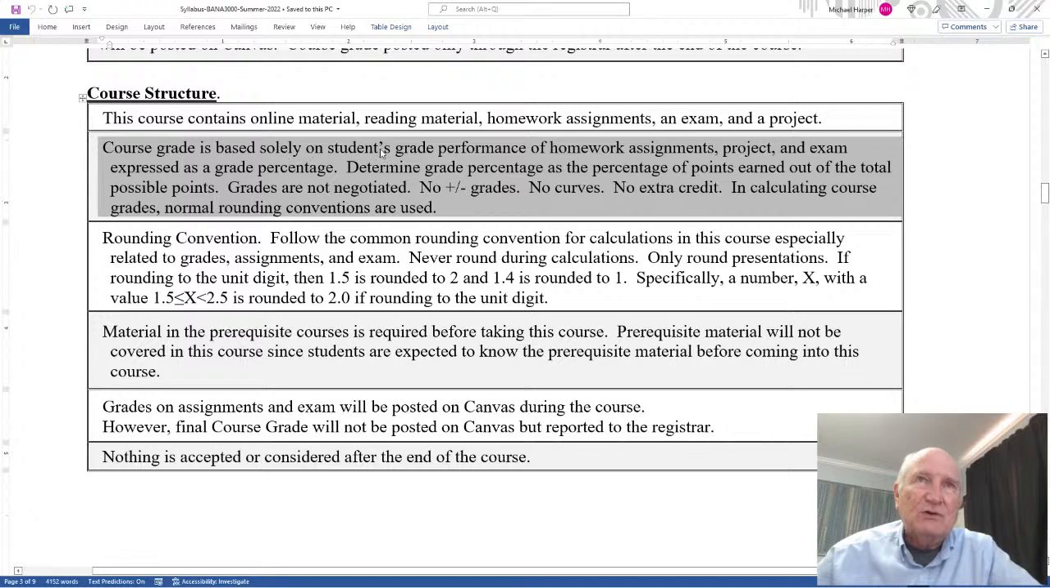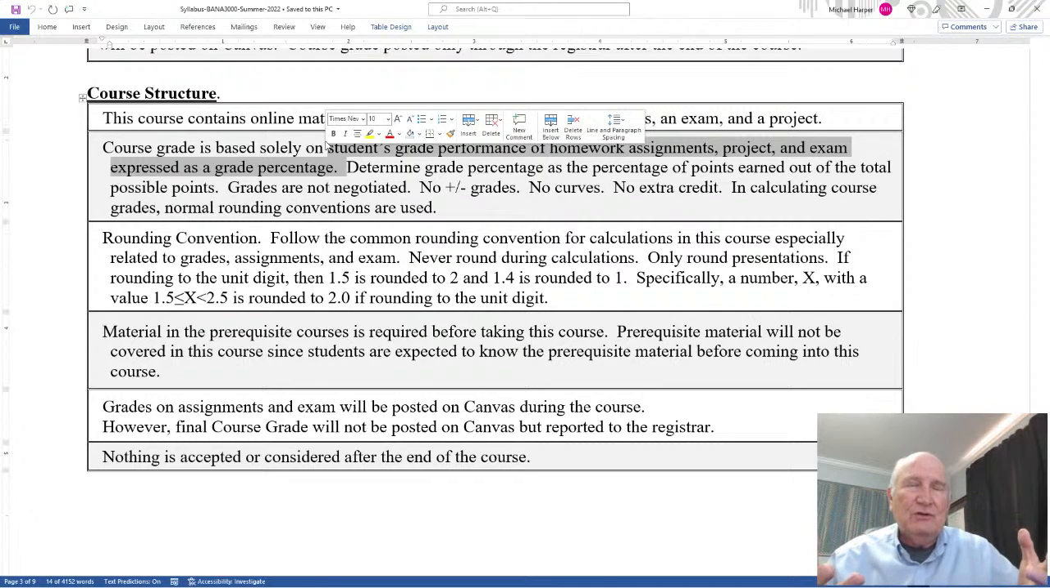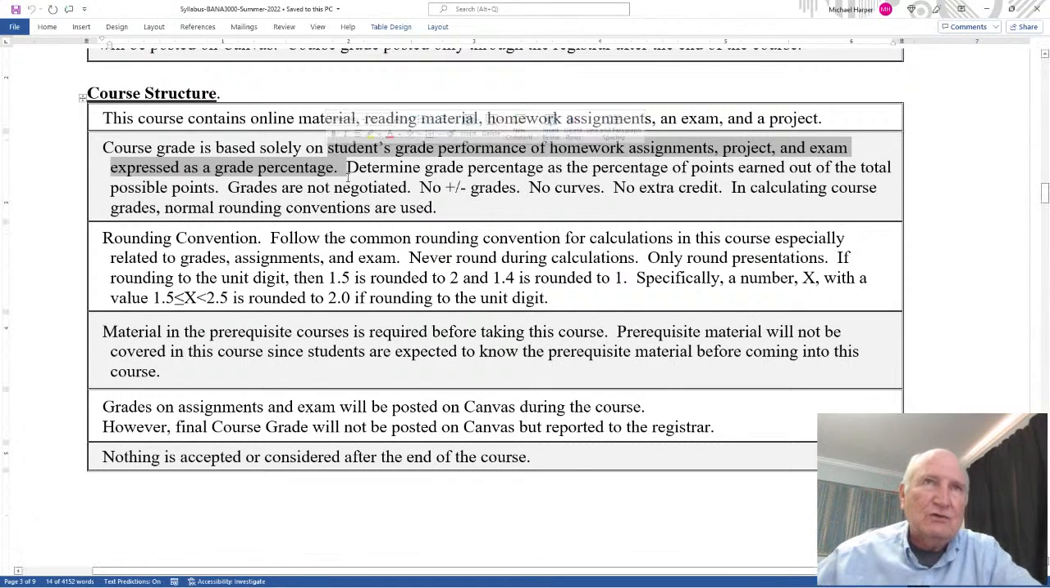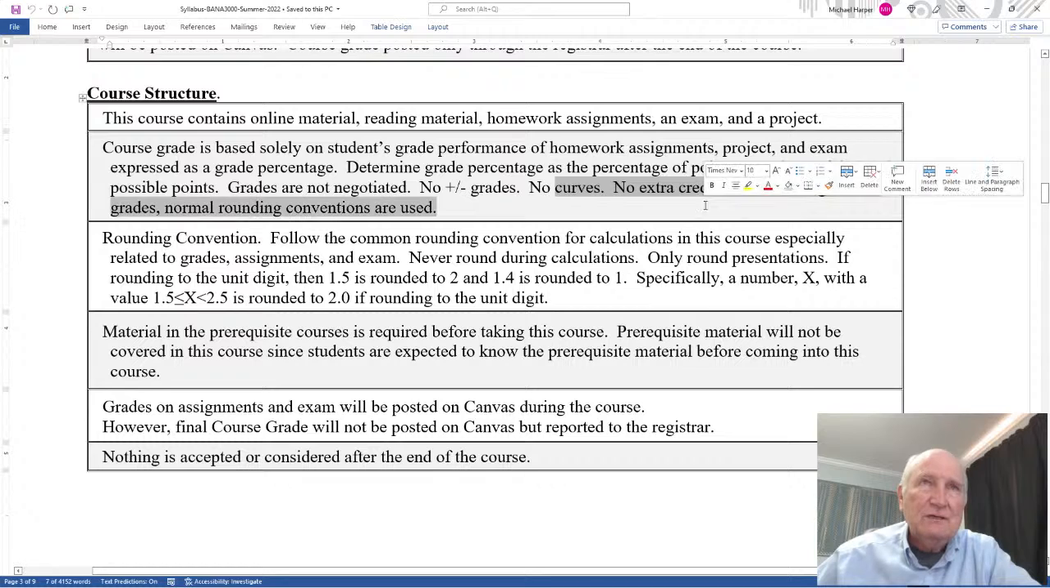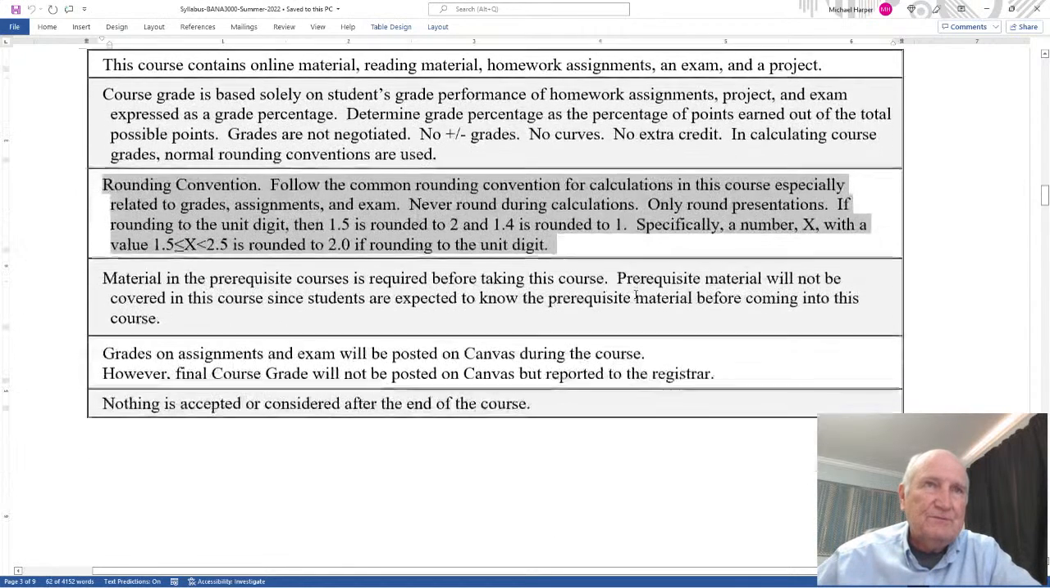Course grade is based solely on your performance on the homework, project, and exam, expressed as a grade percentage. What I mean by student performance is that whatever points you earn, that's what your grade is based on. It's not negotiated. No plus or minus grades are given. No curves, no extra credit, and rounding conventions are used. And here are the rounding conventions.